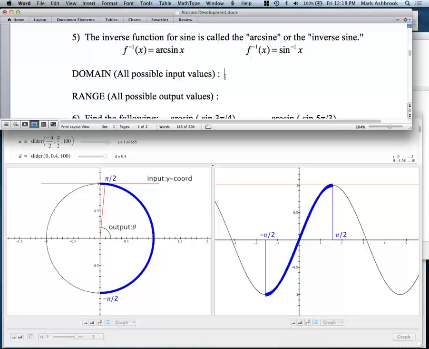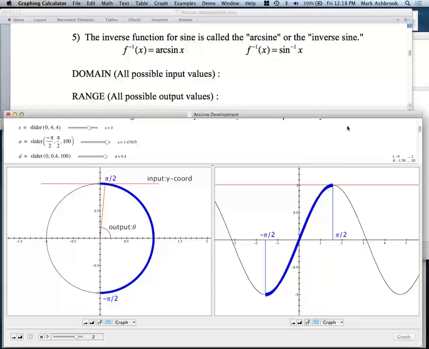All right, so let's talk about the reverse process. What is the domain? What are all possible inputs? So I want you guys, talk about that. Just take 30 seconds. Review. What's the domain of the inverse sine? And what's the range? Meaning, what are all possible input values? And what are all possible output values?